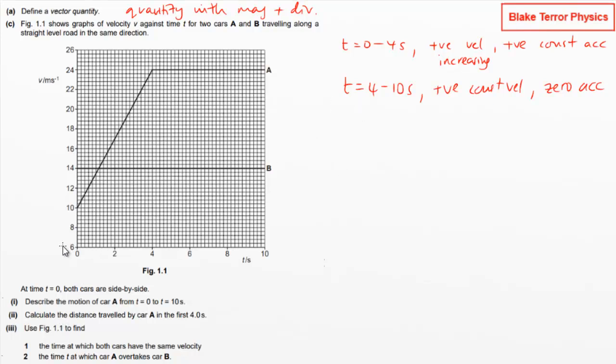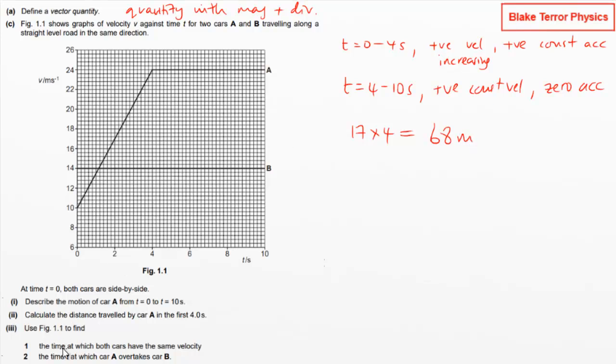Calculate the distance travelled by car A in the first 4 seconds. So in these 4 seconds, we've got an average velocity of 17. So we've got 17 times 4, which is going to give us 68. Right, so that's 68 meters. So that's covered that bit.